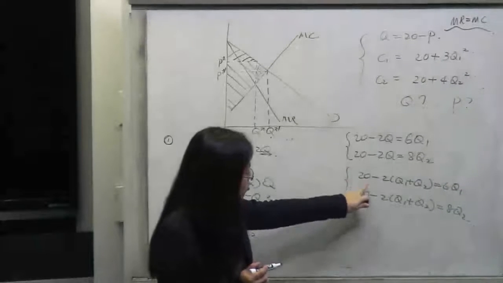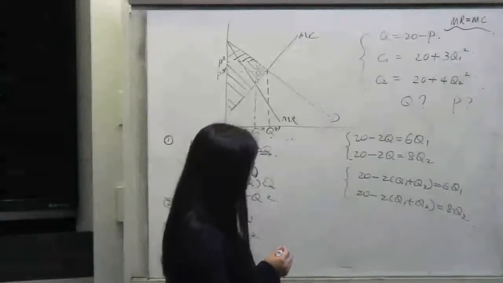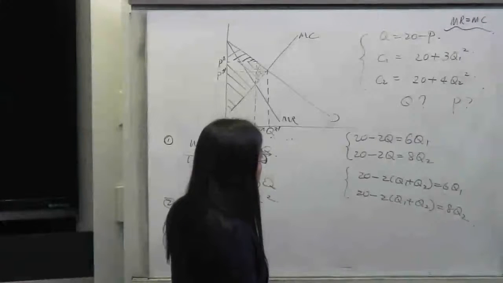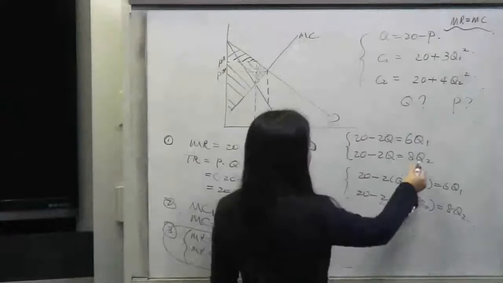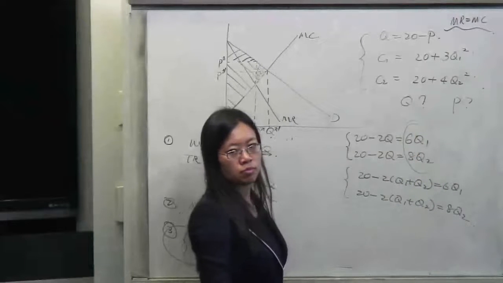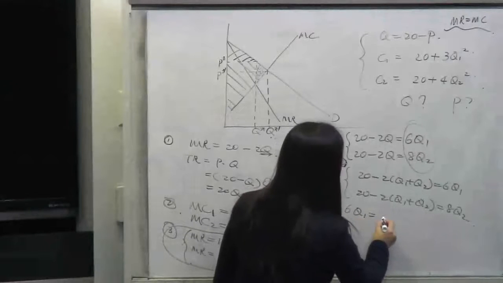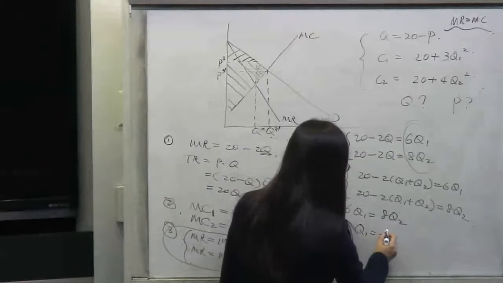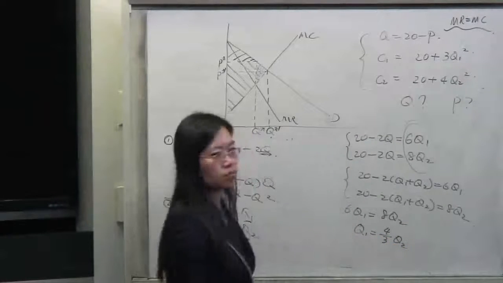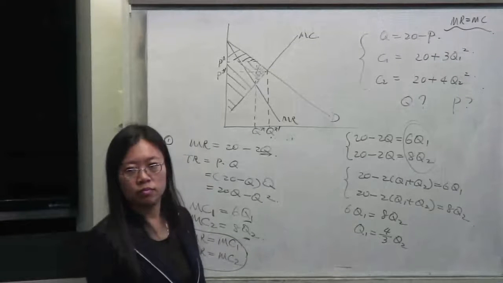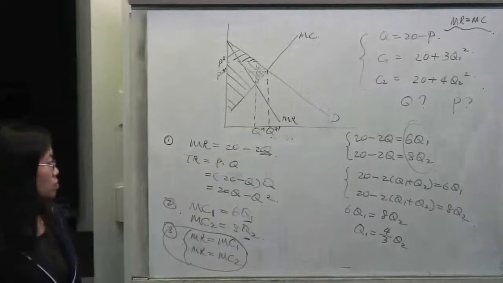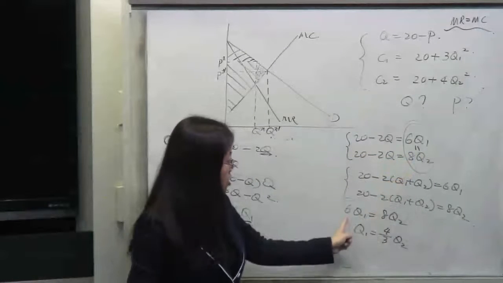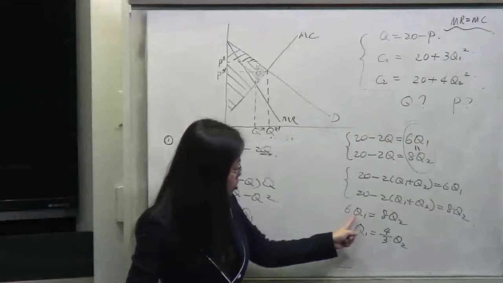Alright, so this part here, do you guys know how to do it? Or do you want me to show you how to do it? Please? Alright. If I'm going to do it, I'm going to do it this way. I'm going to set these two things equal to each other. Then Q1 would be just equal to 4/3 Q2, right? I set these two things equal to each other because the left-hand side is the same, so the right-hand side must be the same. So I have Q1 equal to 8 divided by 6 Q2, right?